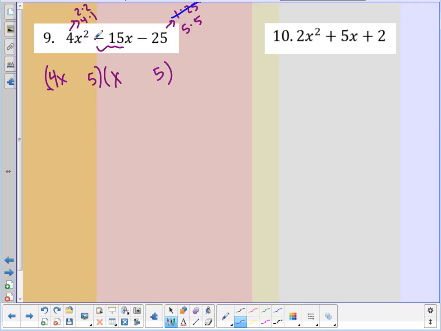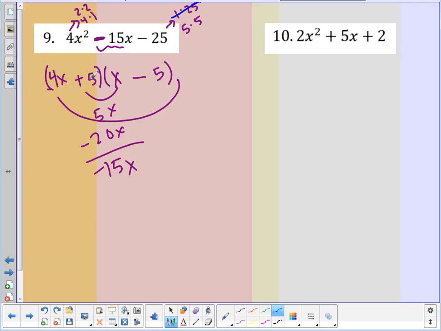Now I want a negative 15, which means I need the negative 20 to be bigger, and I need the positive 5 to be smaller. So that gives me a positive 5x. That gives me a negative 20x, and I get a negative 15. Whew, that's a tricky one. That's when you're just going to have to try a bunch of different things and see if you can figure it out. Always make sure you do one last check before you circle it and make it your final response.